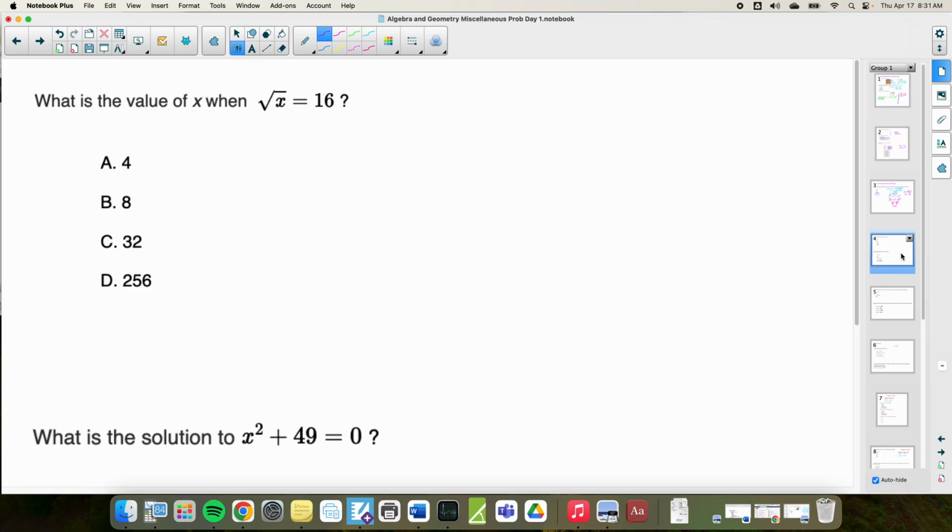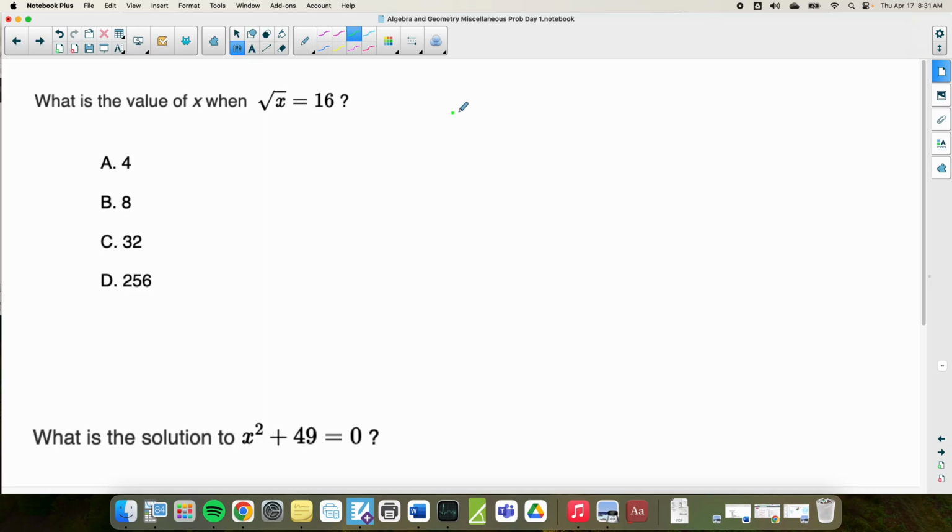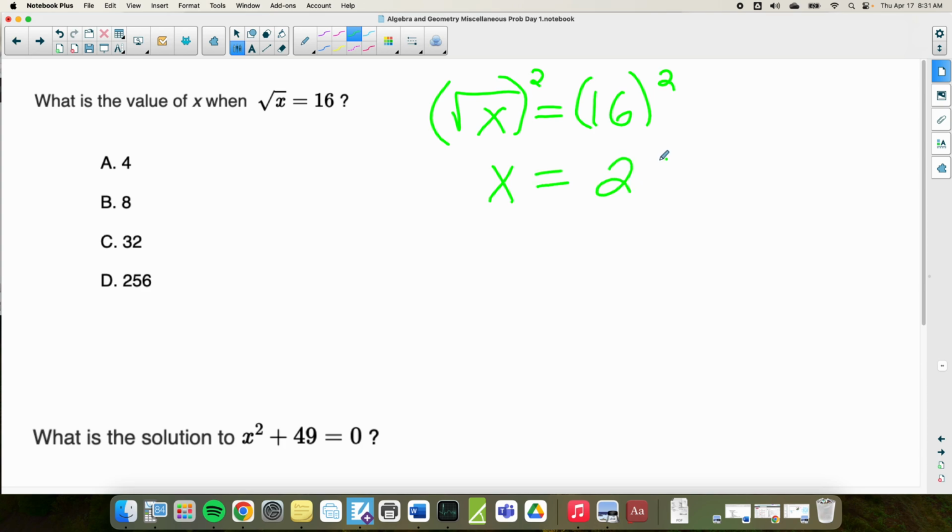One thing we haven't talked about yet is there could be something where you're solving like a square root type question. Do you guys know how to get rid of a square root? Square it, right? So this would be squared and this would be squared. So this would just be x equals, and 16 squared is 256. Okay.